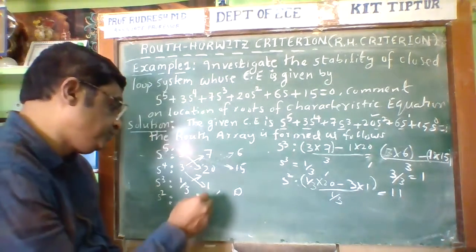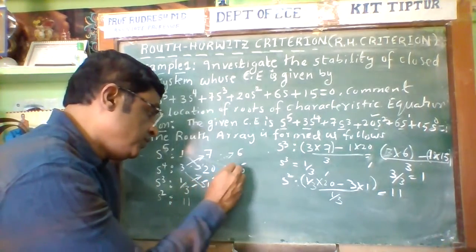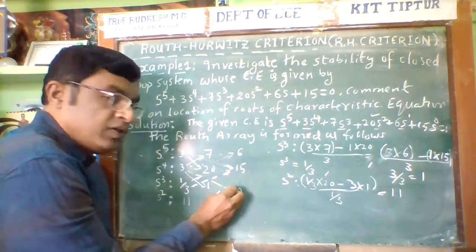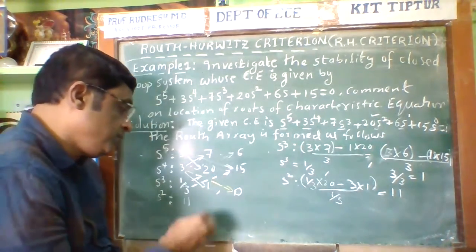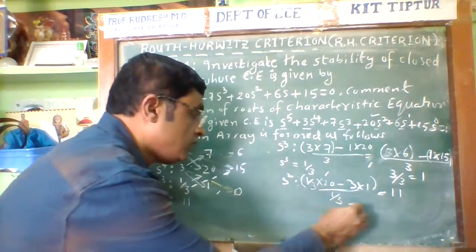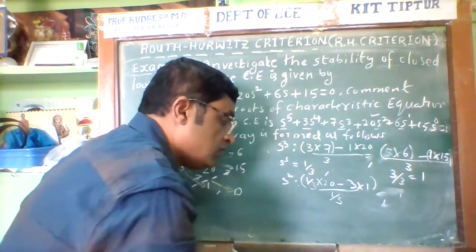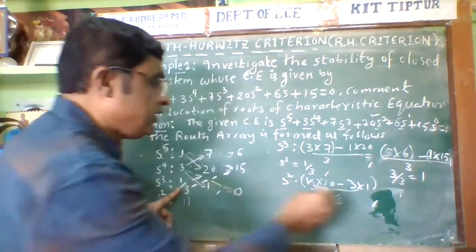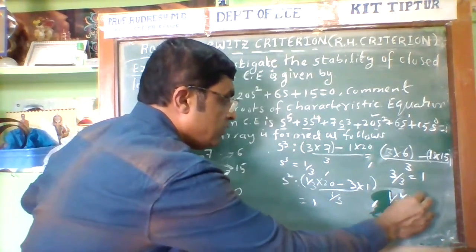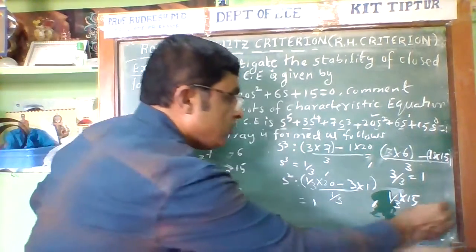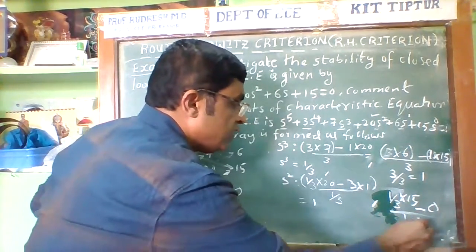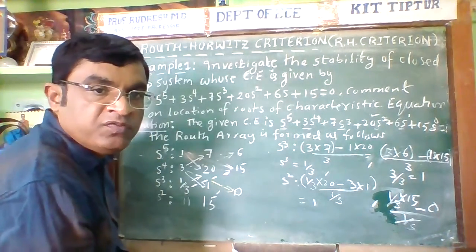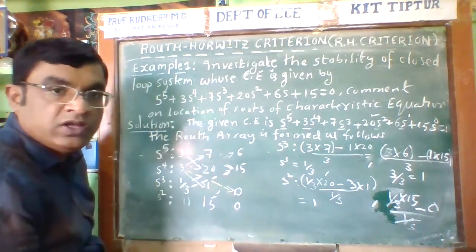Next, similarly, the next element is 1 by 3 into 50 minus 3 into 0, divided by 1 by 3. Therefore the 1 by 3 gets cancelled, and the value is 15. Therefore the next element is 0.